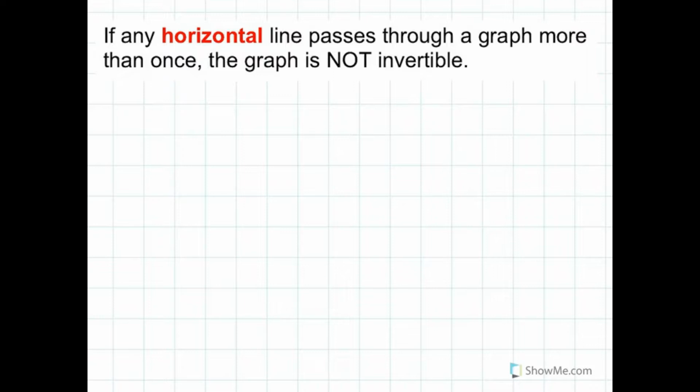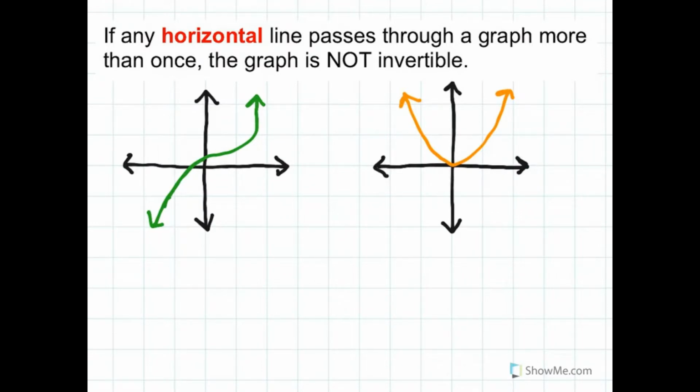Now because the inverse switches the x's with the y's, if a horizontal line passes through a graph more than once, the graph is not invertible. Now both these graphs are functions. They both pass the vertical line test. Any x corresponds to exactly one y, but they're not both invertible.